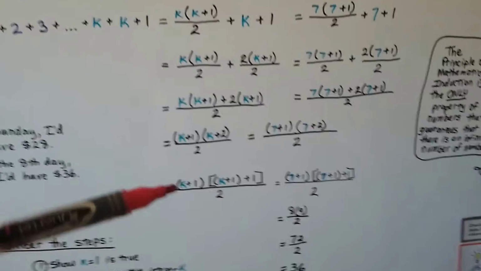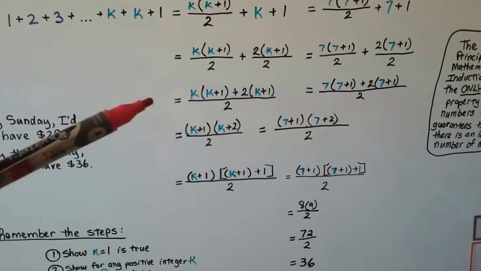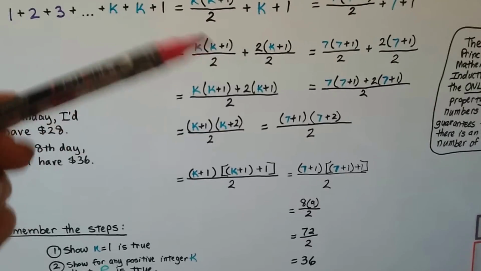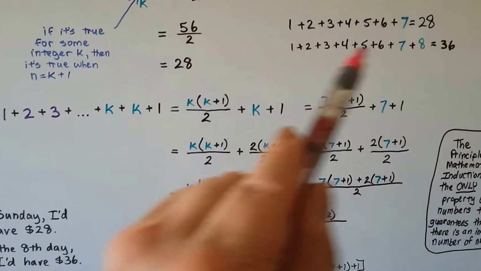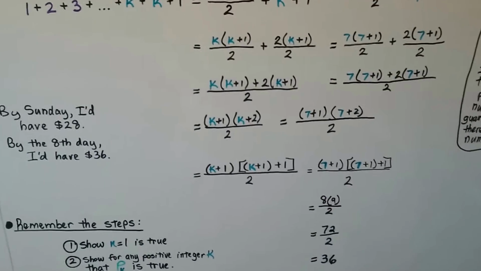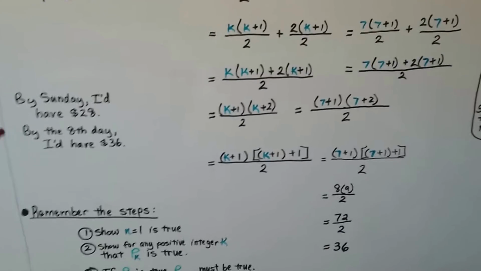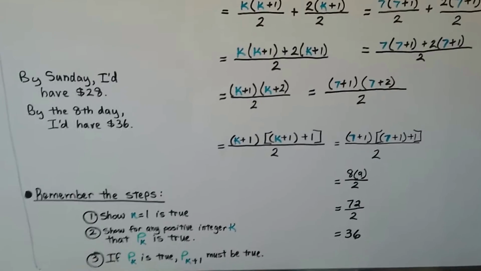But what if we were trying to figure out how much Bob gave me after 1,431 days? We would be able to use this to find it. Instead of adding all those numbers, we could just use this principle of mathematical induction, okay? So by Sunday, I'd have $28, and by the 8th day, I'd have $36, see?